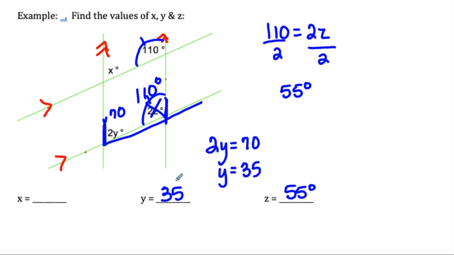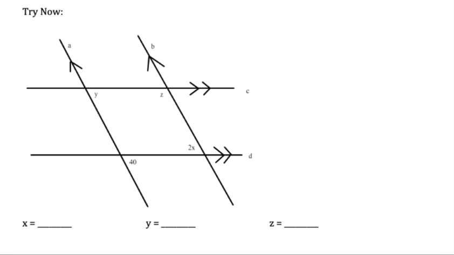Okay, now you could use that same idea here. If this is 110, then x has to be 70. Or you could have used these 2 parallel lines and seen that these have to be corresponding. Okay, all right, I'm going to stop there, and I'm going to ask you to try this one, okay? Try it and bring it to class tomorrow. We'll go over it in class, and we're going to do some harder ones, okay? All right, have a great night.